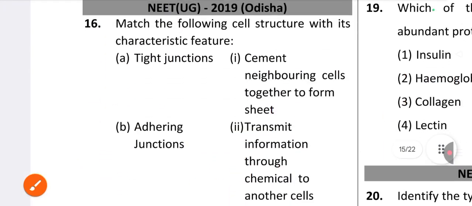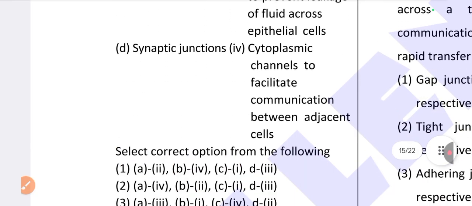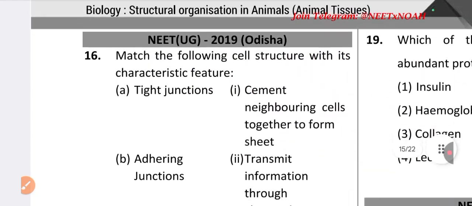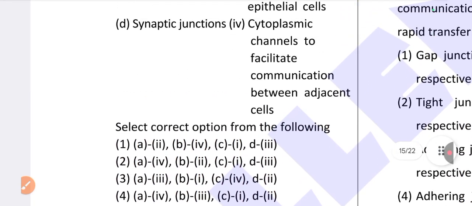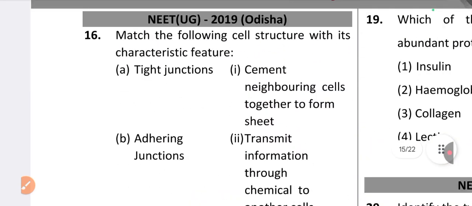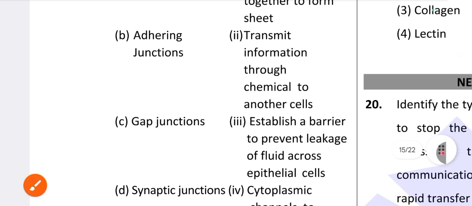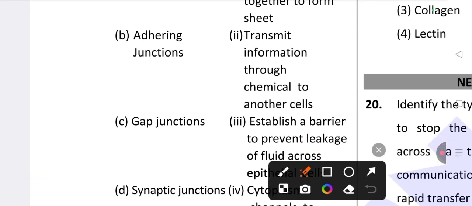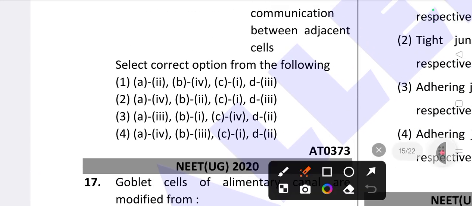Next, 2019 Odisha question is. So here we have to match the following here. So these options are given here. Let's see the correct answer. So A, tight junctions. So tight junctions establish a barrier to prevent leakage. So A would be option 3. So we can see A option 3 as in this option. So this is the correct answer.